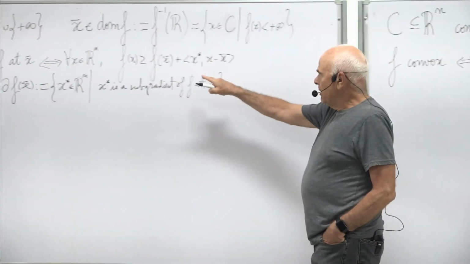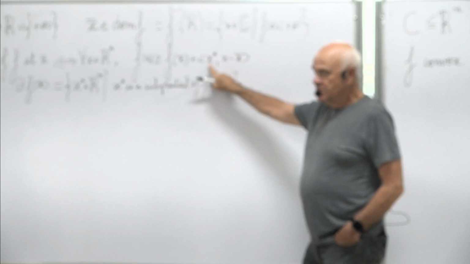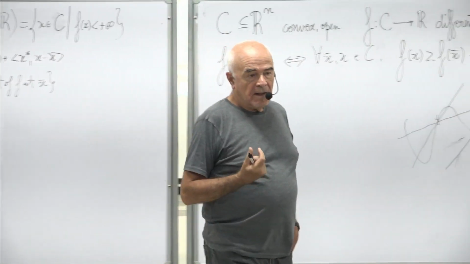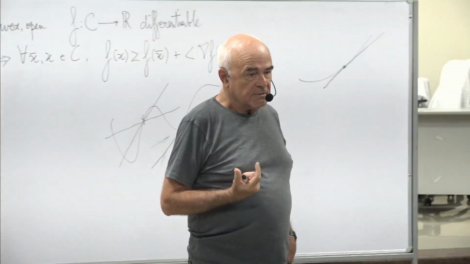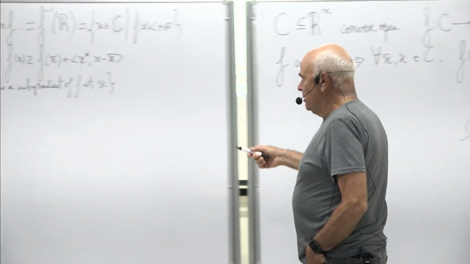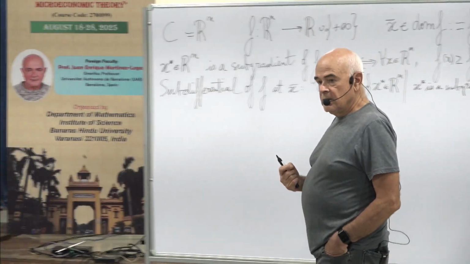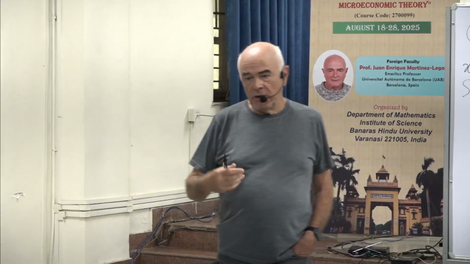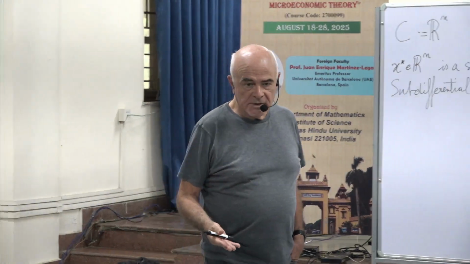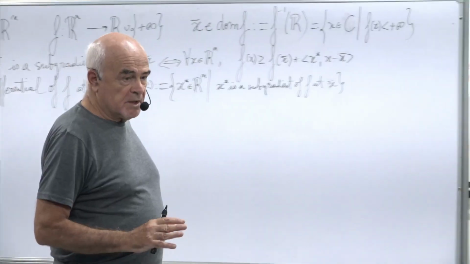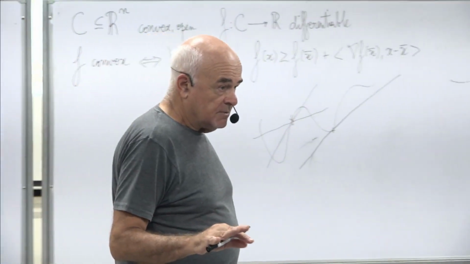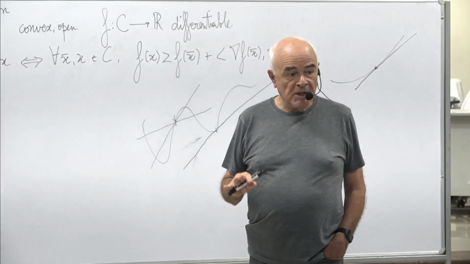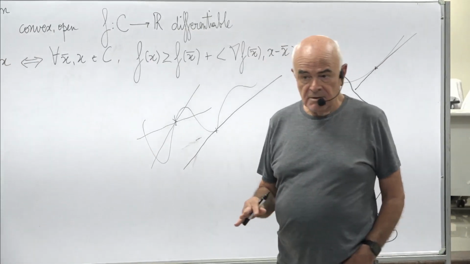Because if you look at the condition defining the subdifferential, this is on x star a linear inequality. So this means that the subdifferential is the solution set of a linear inequality system with possibly infinitely many inequalities. But it's a closed convex set. So even in general, with no convexity assumption, the subdifferential is a closed convex set, but possibly empty. Okay?